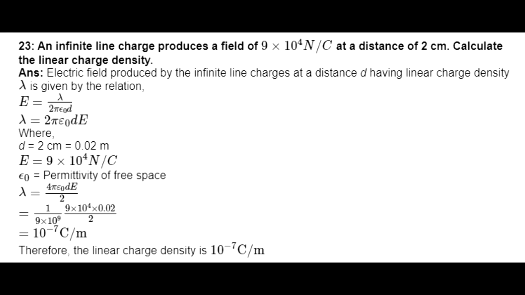You know that electric field is equal to lambda upon 2 pi epsilon naught r. Here the electric field produced by the linear charge is given, that is 9 × 10^4 newton per coulomb. Distance is 2 centimeters. So putting the values, lambda comes around 10^-7 coulomb per meter. So the linear charge density is 10^-7 coulomb per meter.